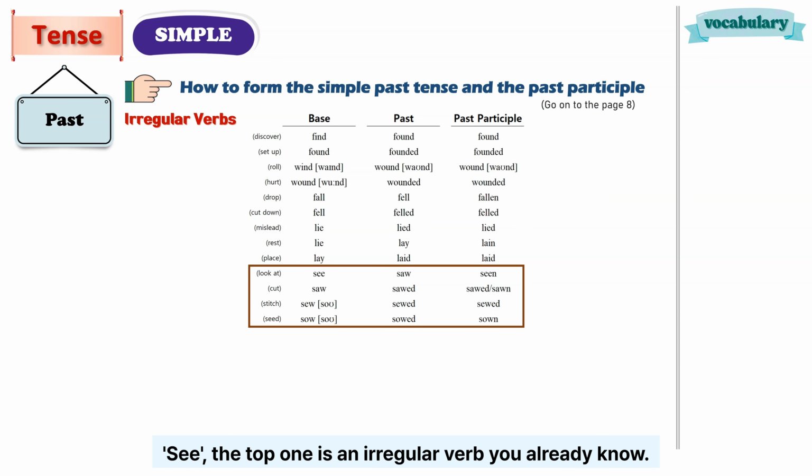See, the top one is an irregular verb you already know. Saw, the second one, is a regular verb meaning to cut. Sew, the third verb, is a regular one meaning to stitch. Finally, sow. The irregular verb means to plant seeds. It has the same pronunciation as sew.